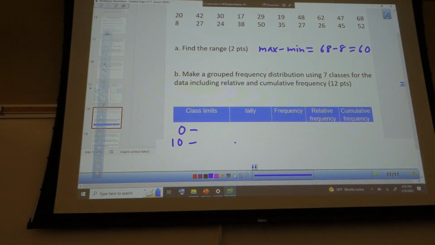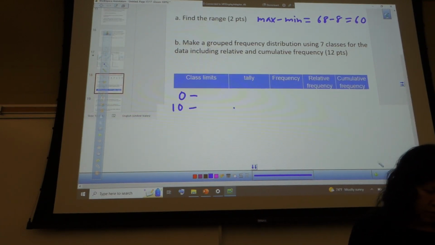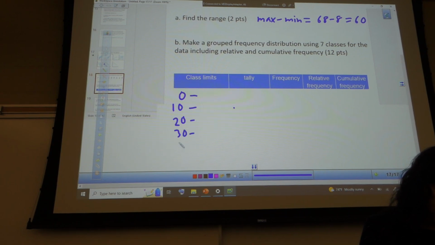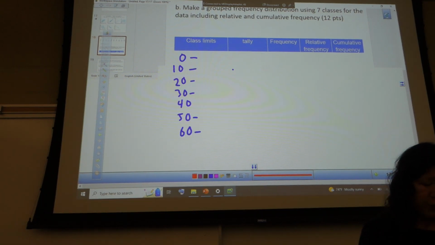All right, so if we take a look at all the lower class limits, 20, 30, 40, 50, 60, 7 of them. And then you go back and backfill what it goes to, right? So before 10 is 9, 19, 29, 39.